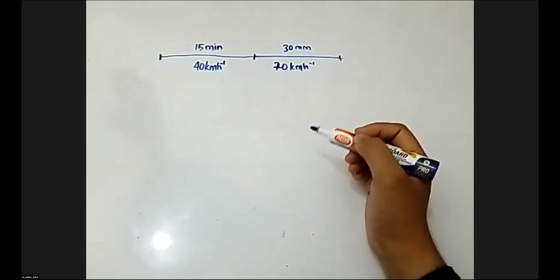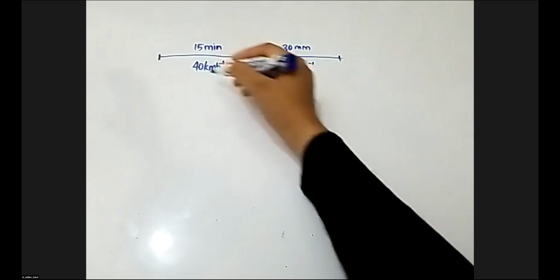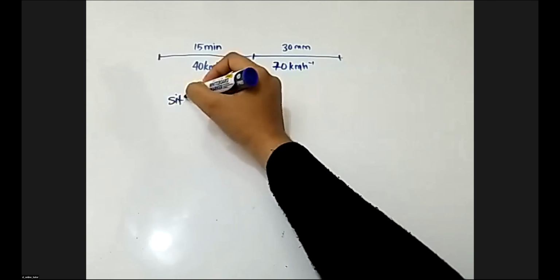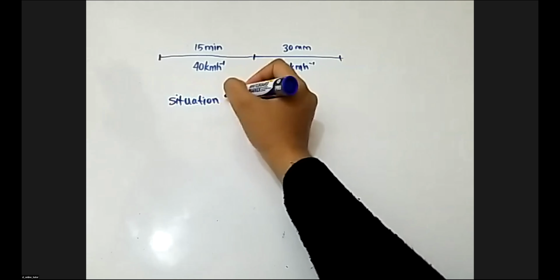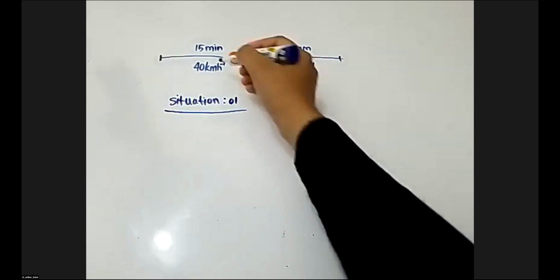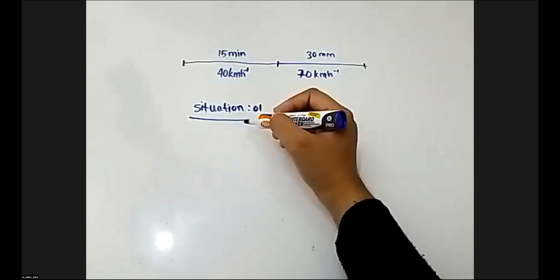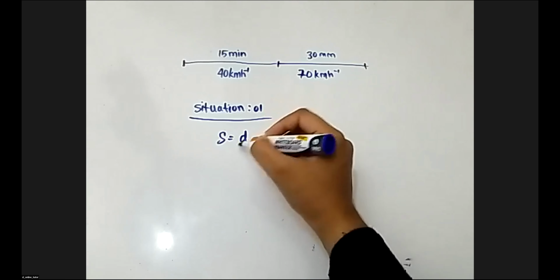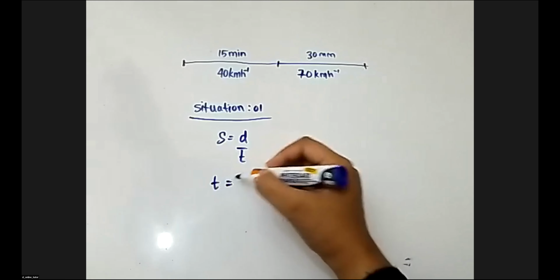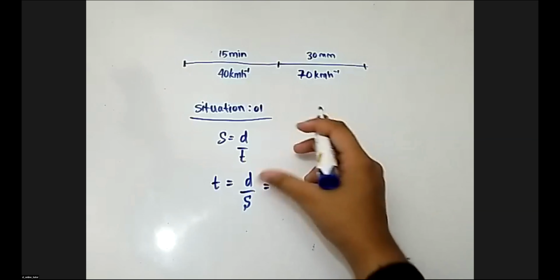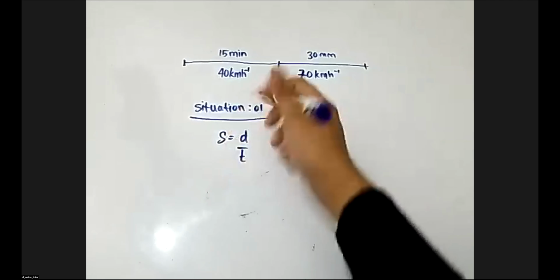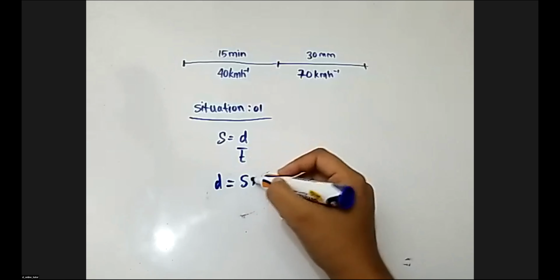They are asking us to calculate the average speed. First of all, we'll take the first situation. Situation 1. What is the time taken? Speed equals distance over time. Time equals distance over speed. Okay. Distance is, oh, wait. We have to find the distance. That means speed into time.